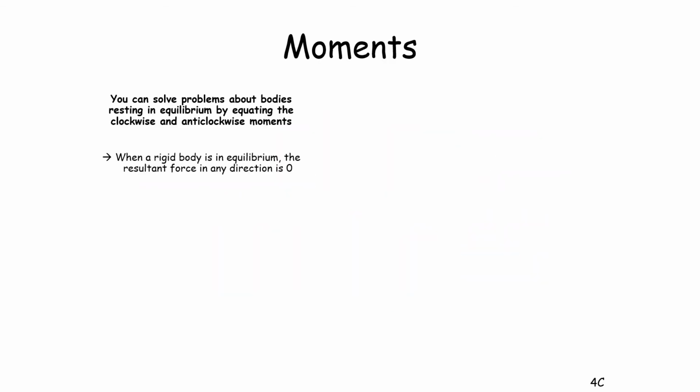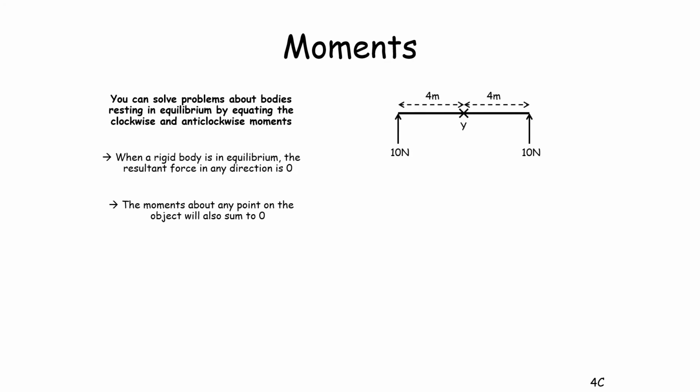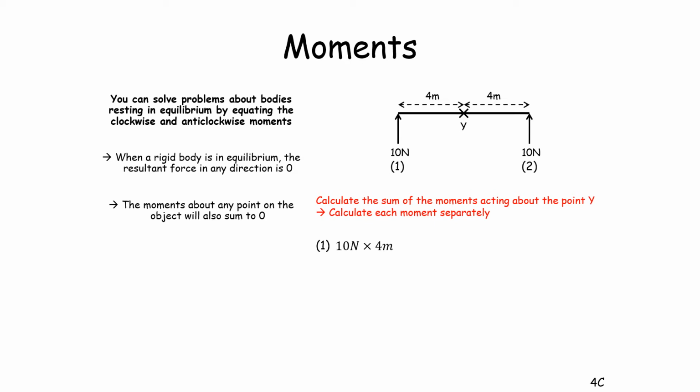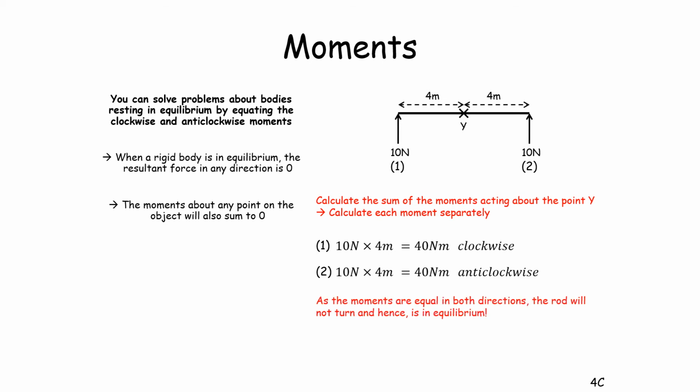When a rigid body is in equilibrium, the resultant force in any direction is 0. The moment about any point on the object will also sum to 0. If we look at these two forces here, 10 Newton each, and they're both 4 meters away. If we take moments about the point, maybe just 10 times 4 meters, that's 40 Newton meters clockwise, and for the next one 10 Newton times 4 meters, that's 40 Newton meters anti-clockwise. As both moments are equal in both directions, the rod will not turn and hence it will be in equilibrium.